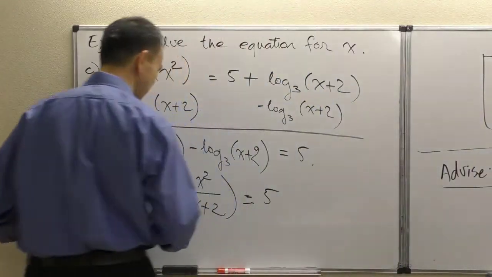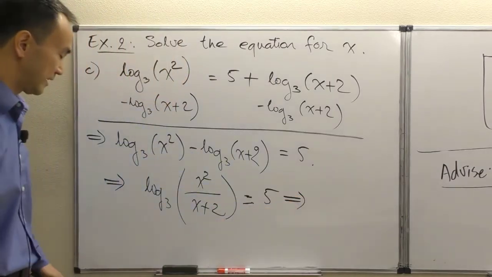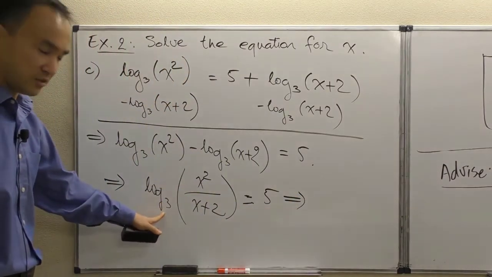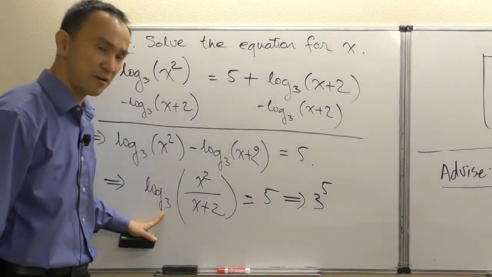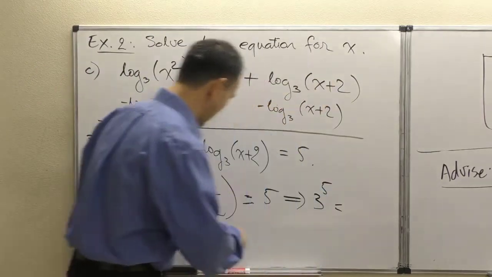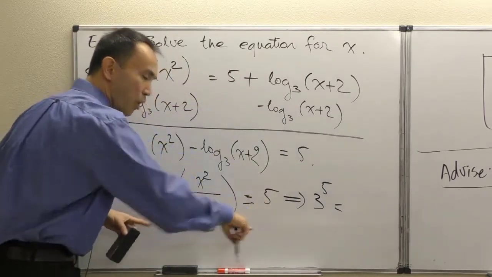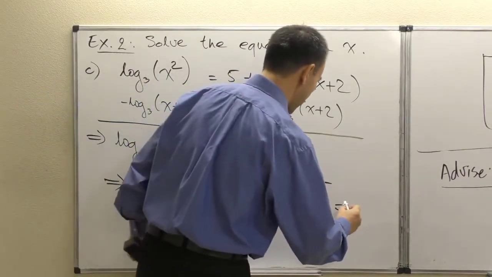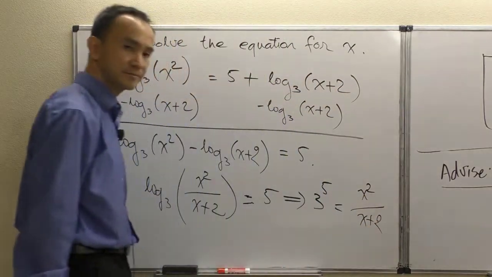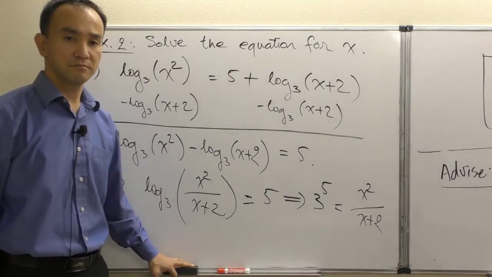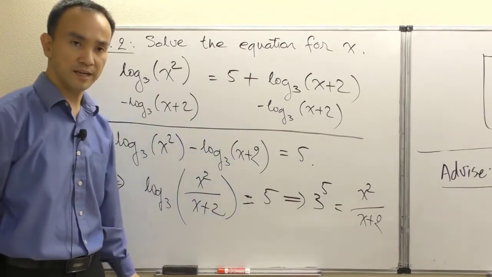All right, and so now to apply this understanding back on my board, I can rewrite that as the following. So I can still use this little narrow space of my board. Just like that, base is 3, so base 3 to the 5th power, and all that equals the expression inside of my log. So this is the exponential form of my same equation. So base 3 to the 5th power equals x squared over x plus 2.